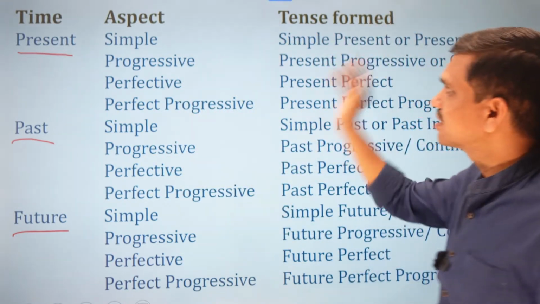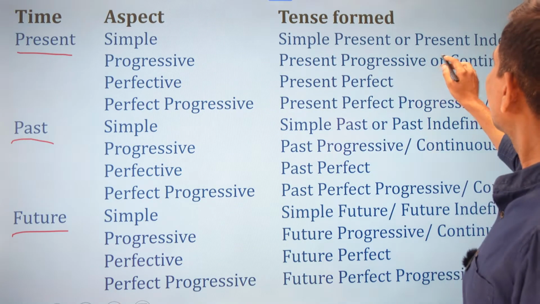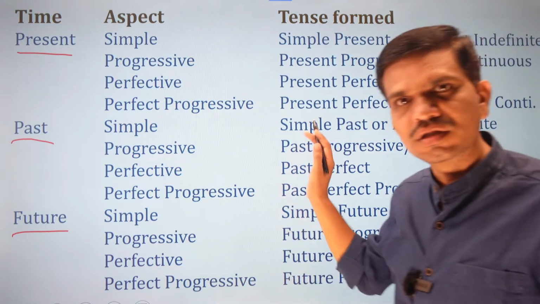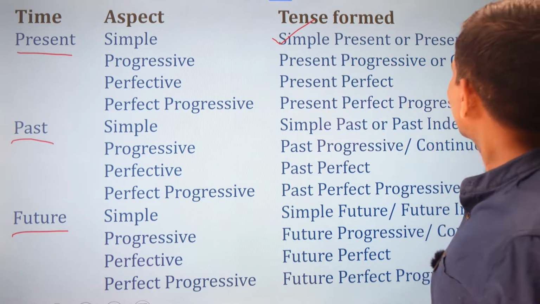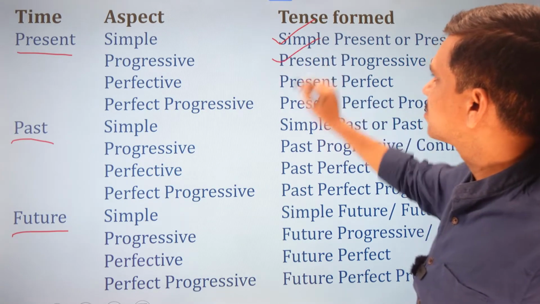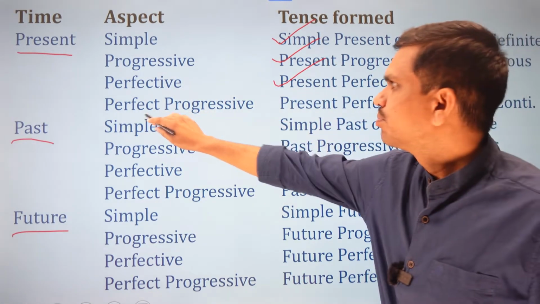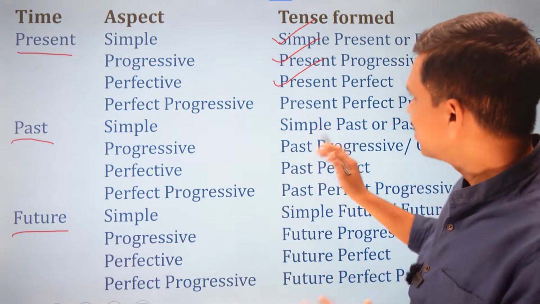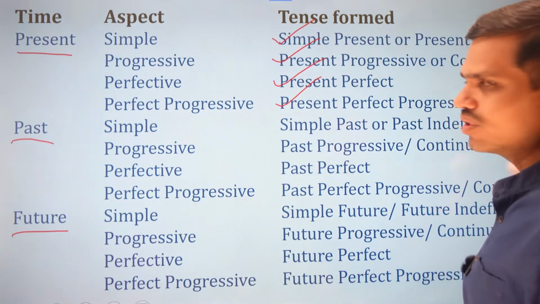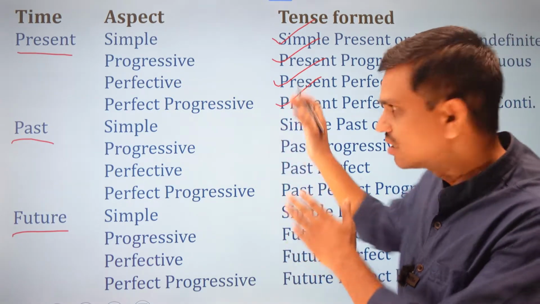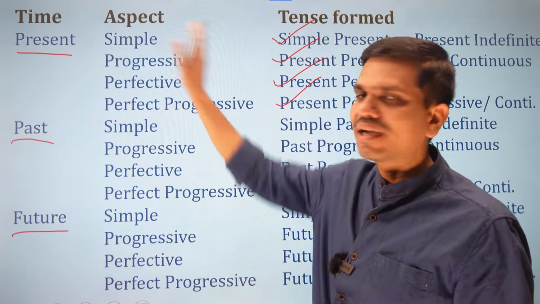we have tenses formed. So present simple, or simple present, or present indefinite tense, is the first tense. Second we have the present progressive or continuous tense. Third we have the present perfect tense, and fourth we have the perfect progressive aspect, and based on this we have the present perfect progressive or continuous tense. So these are the four tenses formed based on the time and aspect frame.